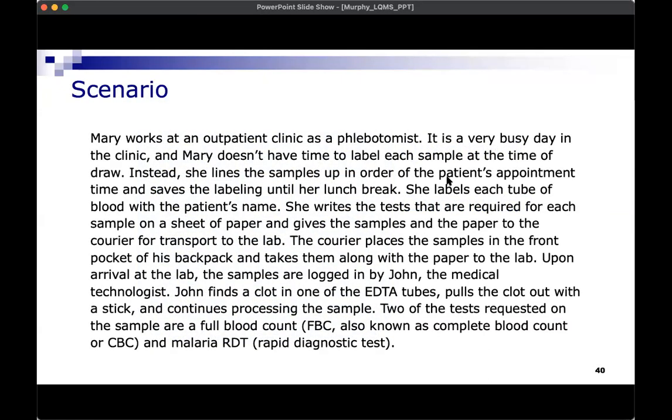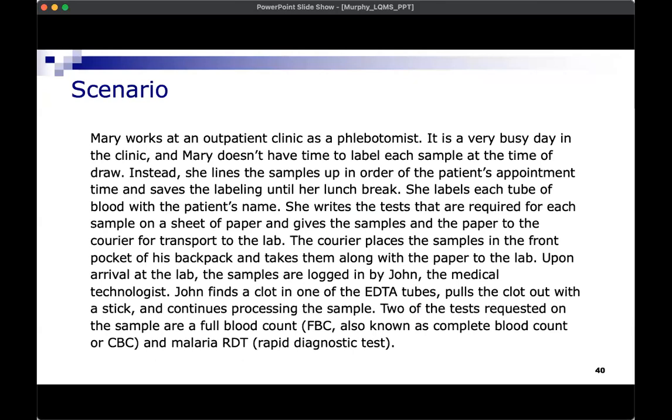So here's the scenario that you were sent. I'll just read it aloud. Mary works at an outpatient clinic as a phlebotomist. It's a very busy day in the clinic, and Mary doesn't have time to label each sample at the time of draw. Instead, she lines the samples up in order of the patient's appointment and saves the labeling until her lunch break. She labels each tube of blood with the patient's name. She writes the tests that are required for each sample on a sheet of paper and gives the samples and the paper to the courier for transport to the lab.